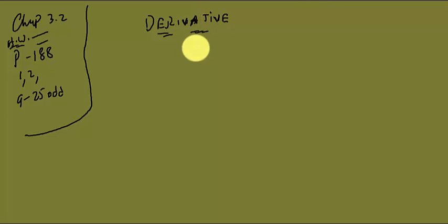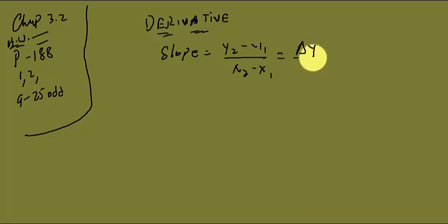Okay, so let's take an example. We remember rate of change with the slope formula, which we could write as y2 minus y1 all over x2 minus x1. That's change. Change in y over change in x. When you use delta y for change in y, it's over delta x.